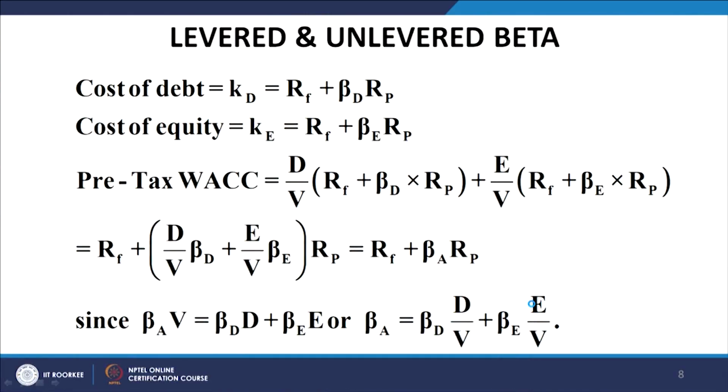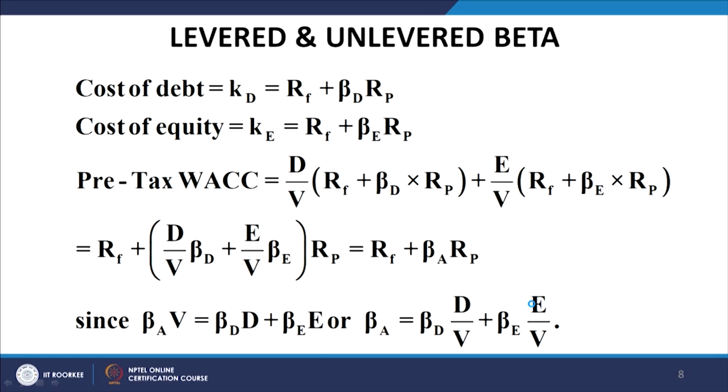Cost of debt KD is equal to RF plus beta D into RP. Cost of equity, that is the levered cost of equity, is equal to RF plus beta E into RP. What is RP? RP is the equity risk premium. When we work out the pre-tax WACC, that is equal to D upon V into KD plus E upon V into KE. We substitute the values of KD and KE and we simplify a little bit.